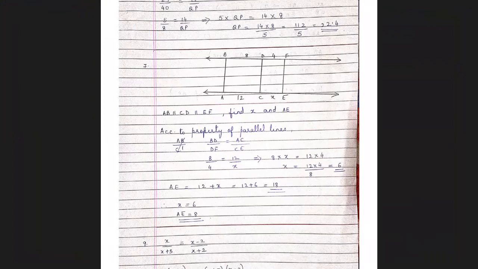8 into X is equal to 12 into 4. X is equal to 12 into 4 upon 8. So 4 2s are 8, 2 6s are 12. So you get the value of CE as 6. Once you get CE as 6, the second part of your question says find AE.